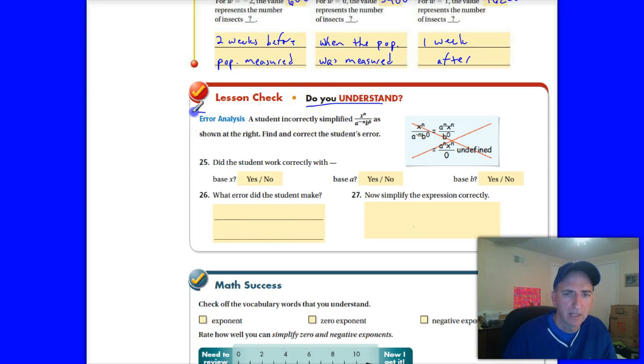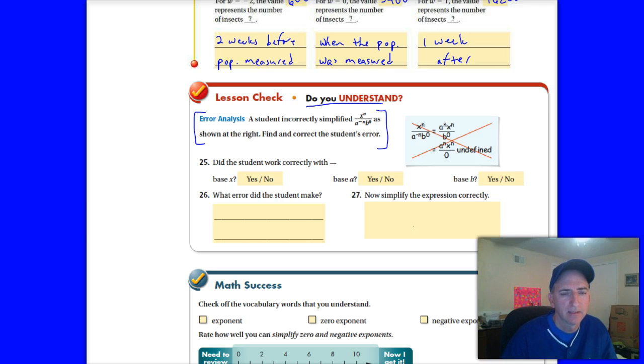All right, this error analysis is good for us. A student incorrectly simplified this expression x to the n over x to the negative n times b to the 0 as shown at the right. Find and correct the student's error. I'm going to ask you to hit pause and see if you can take a minute on your own and figure that out. Go ahead and hit pause now.